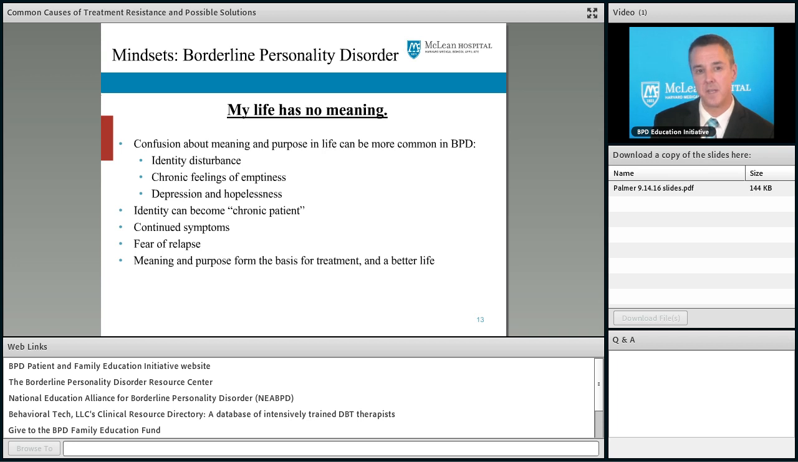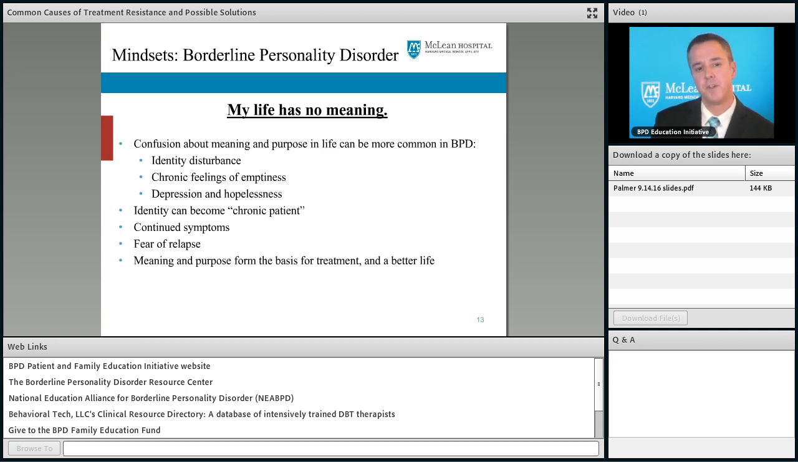And I think that part of it may have something to do with the core symptoms of borderline personality disorder. So two of the symptoms are identity disturbance and chronic feelings of emptiness. So that can leave people feeling empty, purposeless. But depression and hopelessness often challenge meaning and purpose in life too. I think that for some people, continued symptoms can lead to this. So they become a chronic patient and they're focused on their symptoms. And they feel like they can't move on with life, they can't do anything meaningful until their symptoms are resolved.